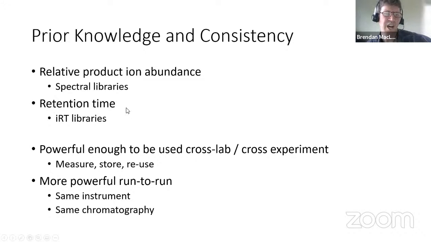And then there's retention time, which is also highly consistent if you're using the same chromatography, and especially if you're on a single column run to run. We have learned to encode these in what we call IRT libraries, and these can all be wrapped up together. These are powerful enough to be used cross-lab and cross-experiment, so that allows us to measure, store, and reuse them, and it's more powerful run to run.